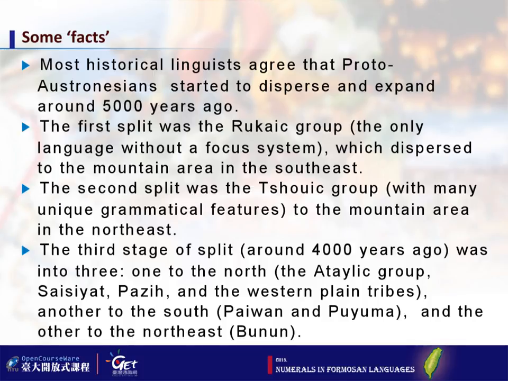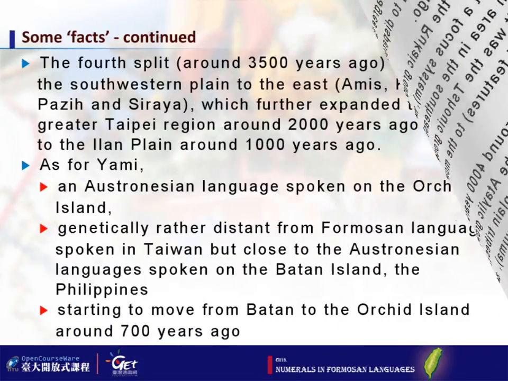Puyuma, remember we see this? And the Paiwan here. Okay, so three directions. One goes to the Plain tribes here, and the other one goes to the Puyuma and the Paiwan. And the third one is going to the northeast to Bunun. So northeast to Bunun, to this area. Okay, so that's the third split.